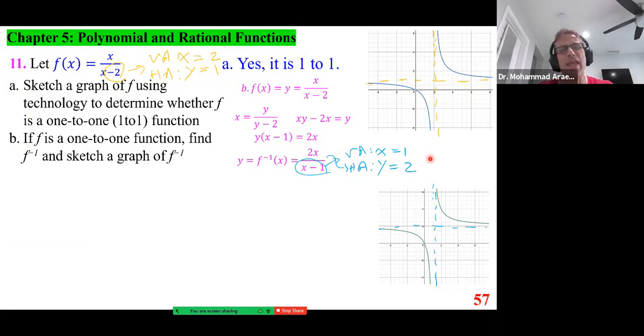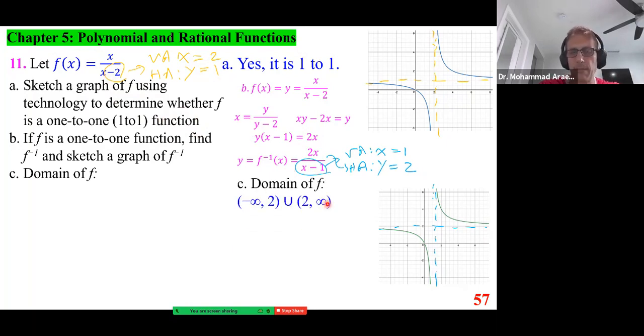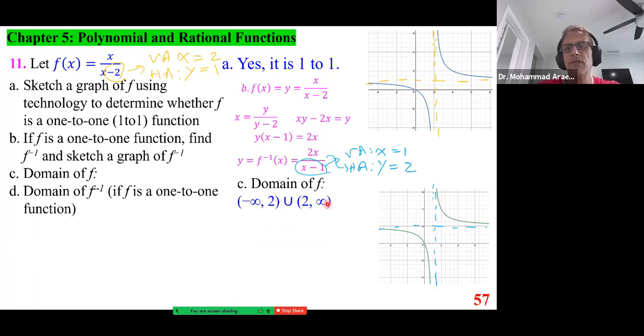Also, the domain and range. The domain here, x can't be 2, so that must be the range for this guy. Over here, the domain, x can't be 1, so that must be the range for this guy. So domain of f, everything except 2. Okay. Domain of f inverse.